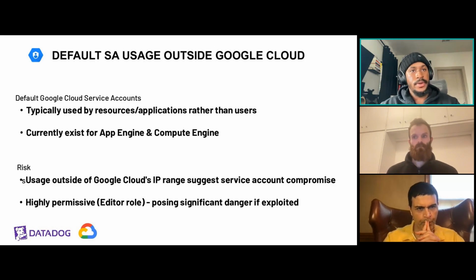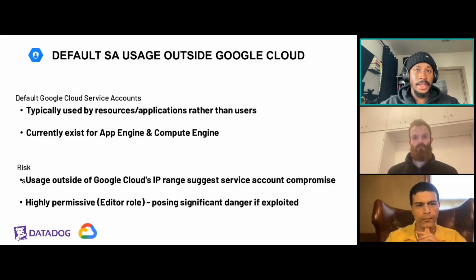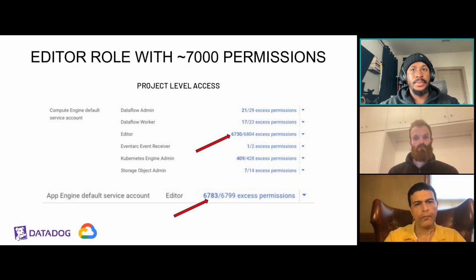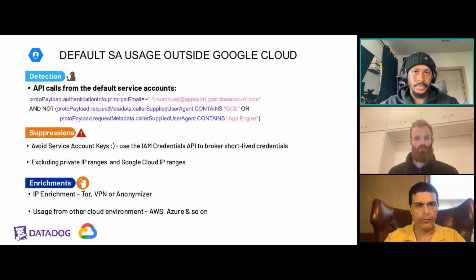Another thing with this service account is the fact that sometimes they're highly permissive, meaning that they could pose a significant danger if exploited. They have the ability to perform various things, and this is specifically for the default service accounts. Now, knowing this, in regards to the permissive nature of these service accounts, currently with the editor role, there are about 7,000 permissions that this service account actually has, and that's just because of the editor role, which is one of the default roles that Google Cloud has.